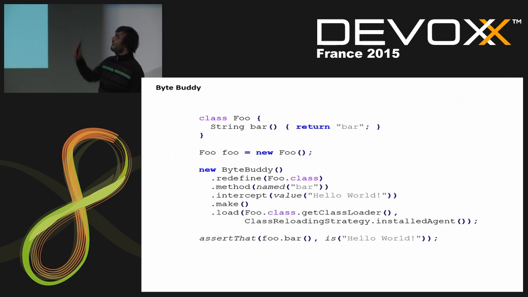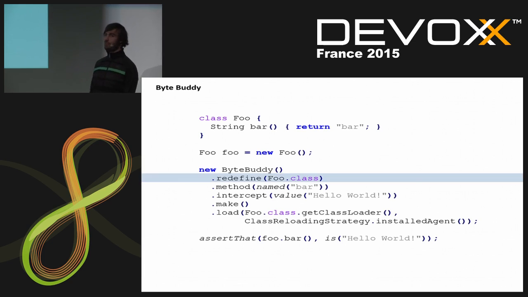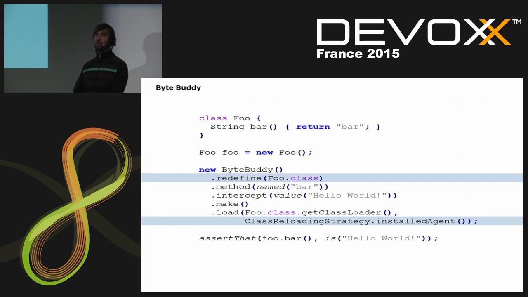So let's say we have a class Foo that has a method bar that always returns bar. Then you can create an instance of Foo, and then use Byte Buddy here to redefine Foo at runtime. You can redefine it to return hello world. And as a matter of fact, if you use a so-called class reloading strategy instead of the class loading strategy from before, you can achieve this.